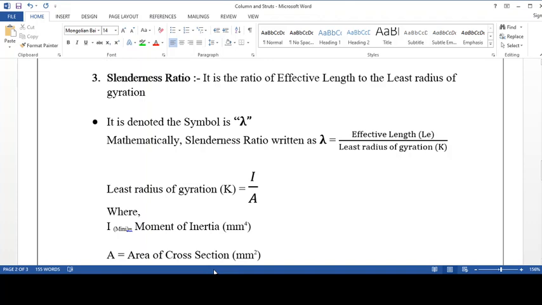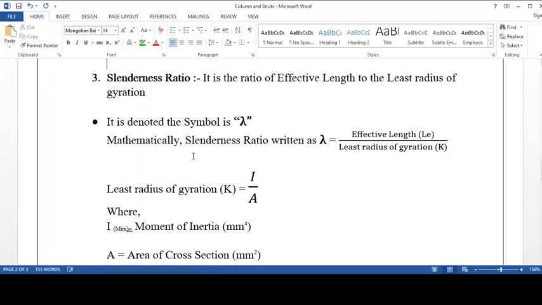Next topic, failure of columns and types of columns. Before these two topics, you should learn about slenderness ratio.